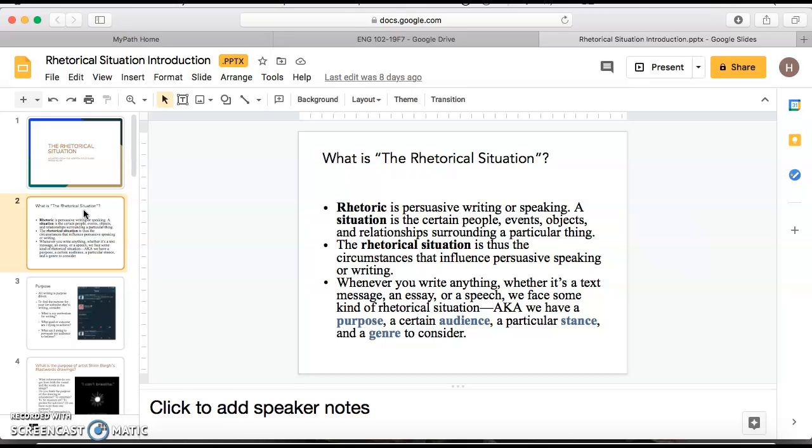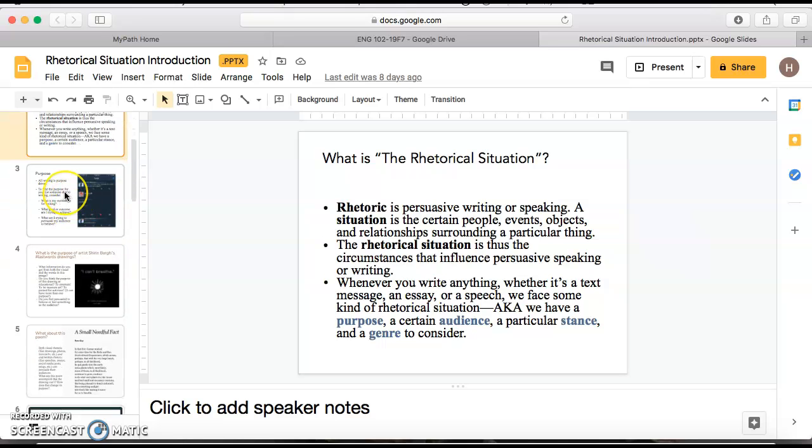So we'll go through a couple of different parts of the rhetorical situation: purpose, audience, stance, and genre. And I think your book might address one more, which is medium, but we're going to leave that one out for the purposes of this essay and probably the rest of the essays that we do this semester.